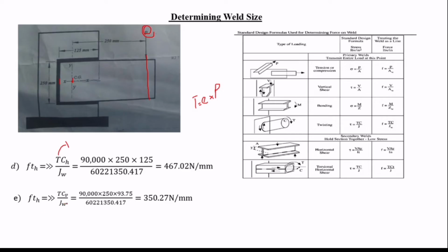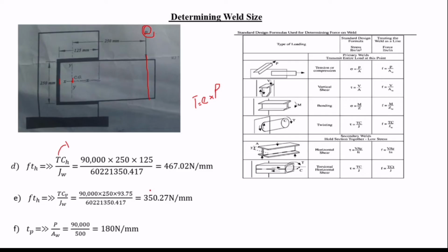Now, with this, we are finding the vertical. We first established that we had our CV to be 93.75. So then our T is equal to the load, which is 90 kilonewton, times the perpendicular distance, which is 250 mm, times our CV, all over our polar moment of inertia, which will give you 350.27.